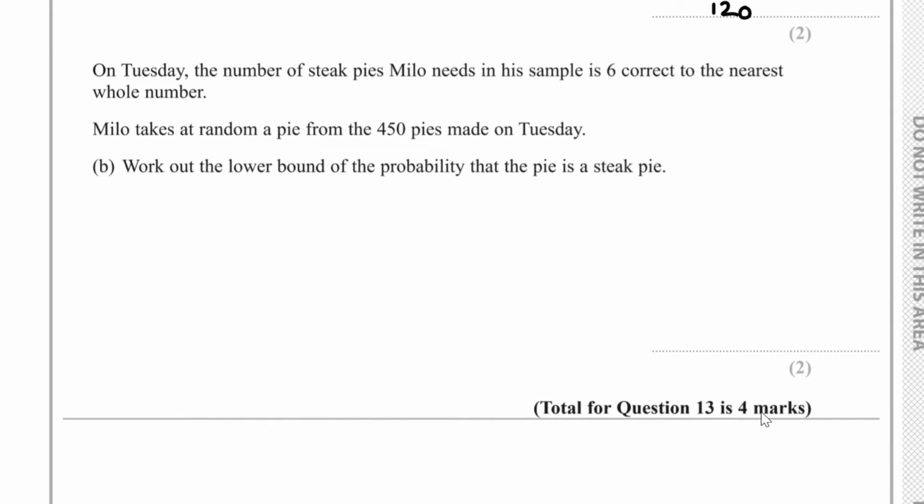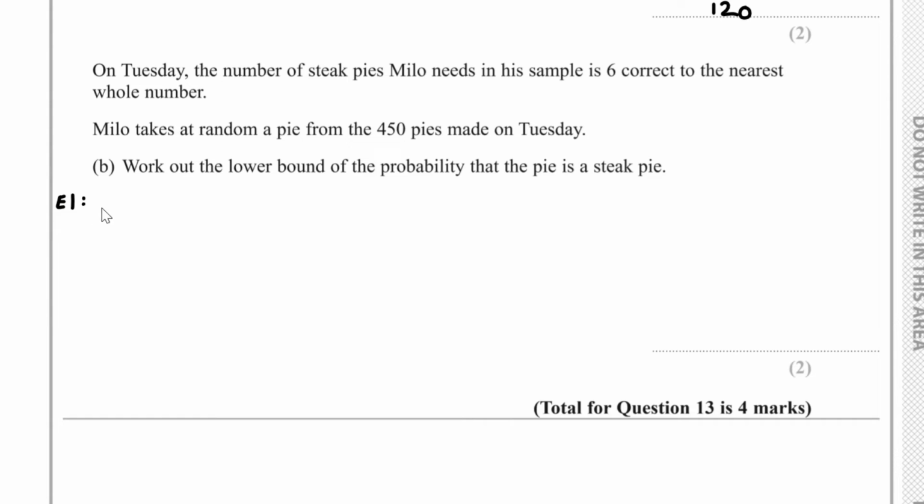And now for the next part of the question. On Tuesday, the number of steak pies Milo needs in a sample is 6, correct to the nearest whole number. And Milo takes a pie from the 450 pies made on Tuesday. We have to work out the lower bound of the probability that the pie is a steak pie. So first of all, let's take a look at the error interval.